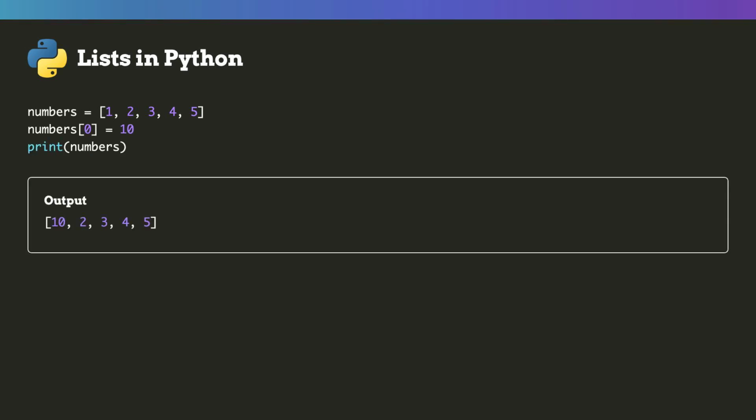You can also modify elements in a list, which showcases their mutable nature. Here we change the first element of numbers to 10.